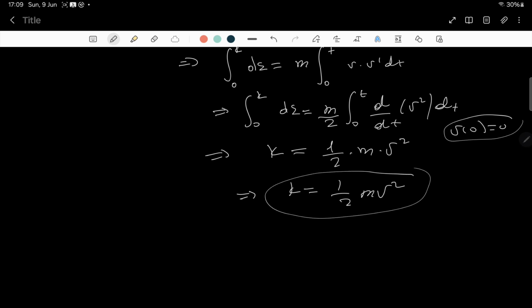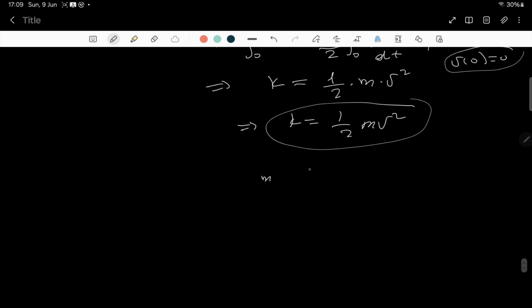So our desired formula is obtained. If we know the mass of the moving object and the velocity, we can compute the kinetic energy K in joules.